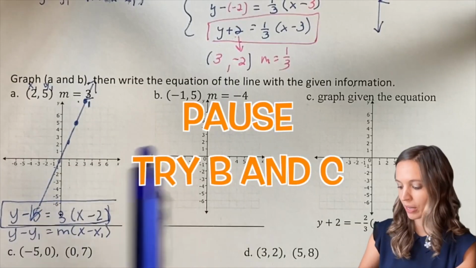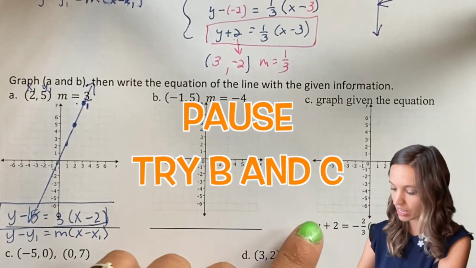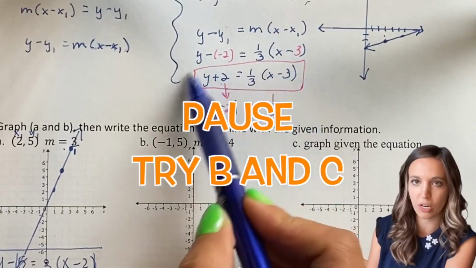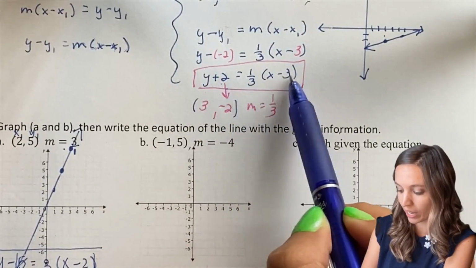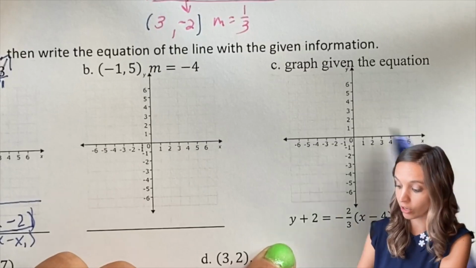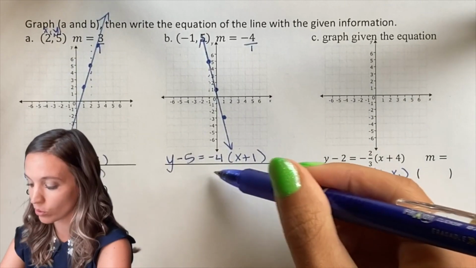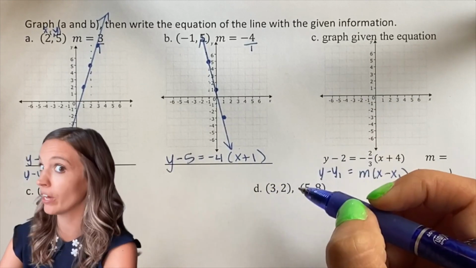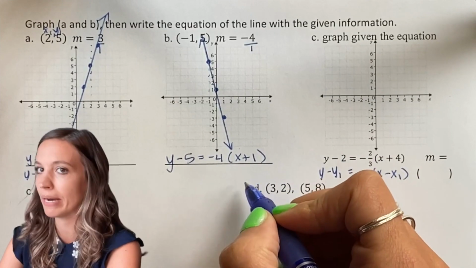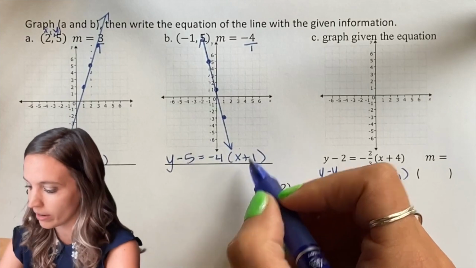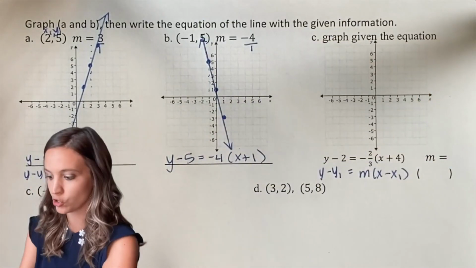So why don't you take a moment and try the next two. When you get to C, be careful. You might have to use Miss Peart's strategy here, where you identify the point and the slope before you go to graph it. On B, the equation of the line is y minus 5 equals negative 4 times x plus 1. Did you get x plus 1? Really be careful there, because it's minus a negative 1, so plus 1. And then my negative sloped line is drawn on my graph.